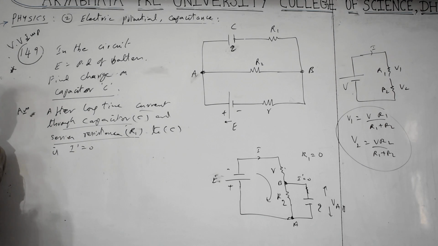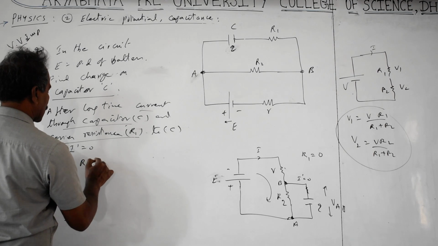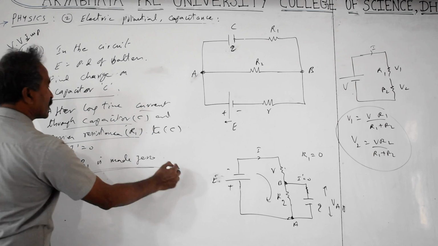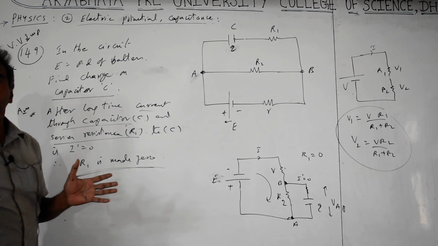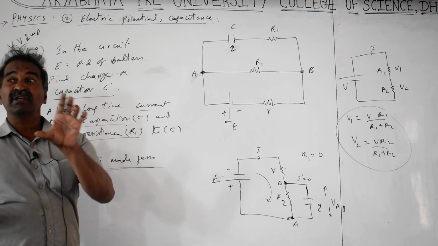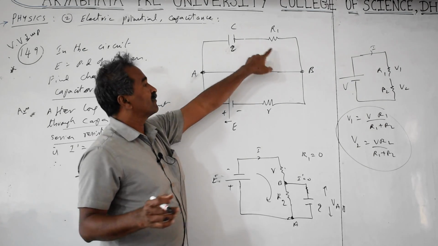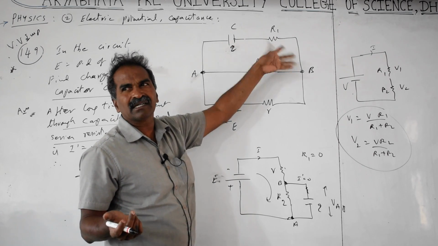There is no current. When the current is not there, whether that device is present or not makes no difference. But voltage will be there for the capacitor, not for the resistors. Hence R1 is made 0, meaning it should not be considered. Previously we took current not passing, so R1 can be infinity. If you take it, it does not matter because current is not at all present.